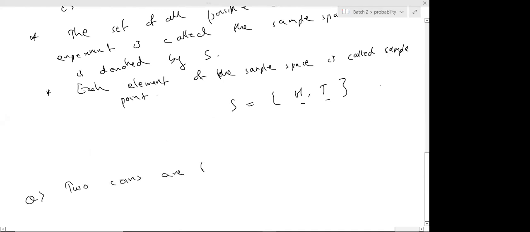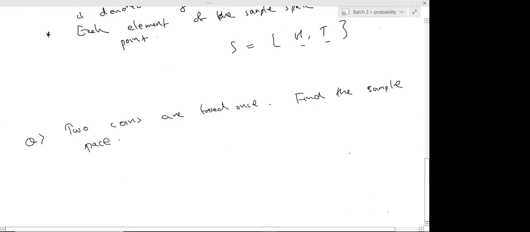Try this one question. Two coins are tossed once. Find the sample space. All right, try this one out. You have to find the sample space. Two coins are tossed.